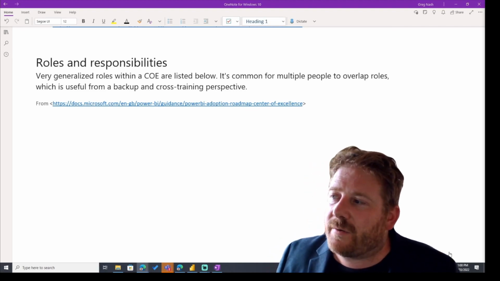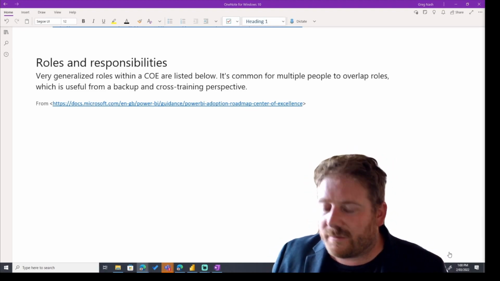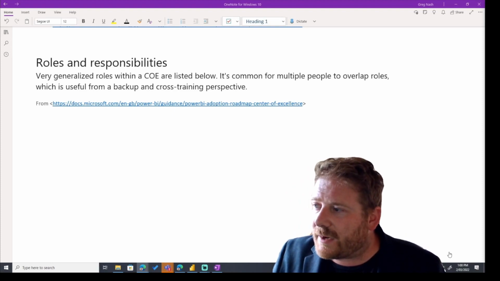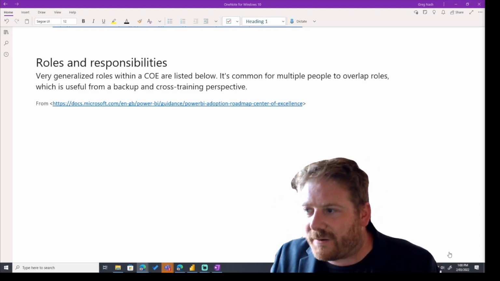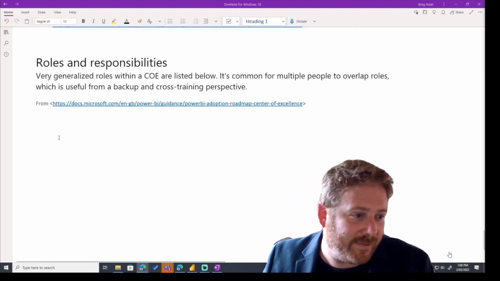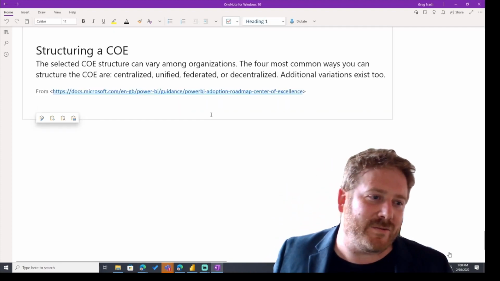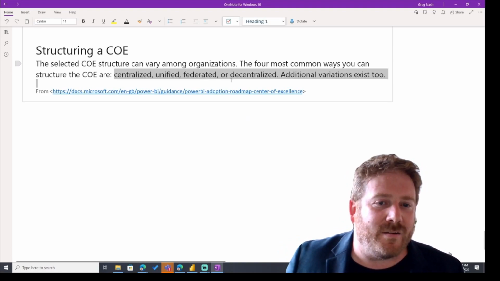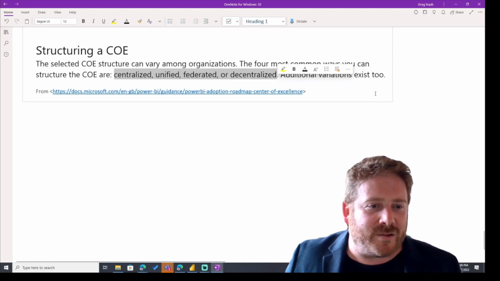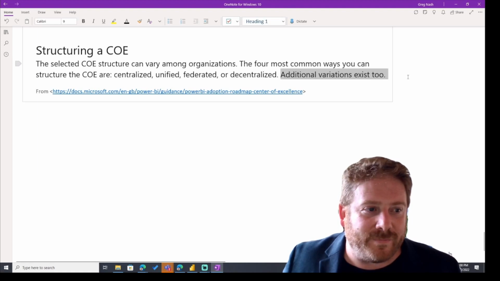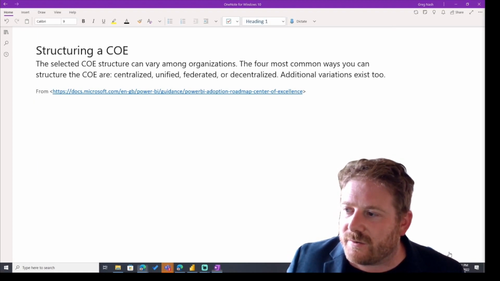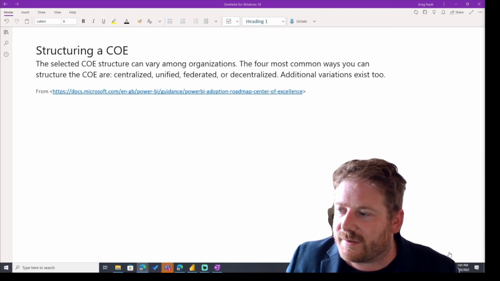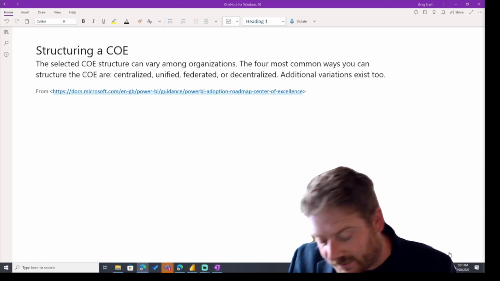When you're structuring a COE, the structure can vary amongst organizations, obviously. The four most common ways you can structure a COE are centralized, unified, federated, or decentralized. Look at that, we've got four different ways of structuring our COE. There are all sorts of other variations as well, apparently. So this is interesting. What's centralized? Centralized is your single shared services team, which means that everybody's in the same team, I guess.